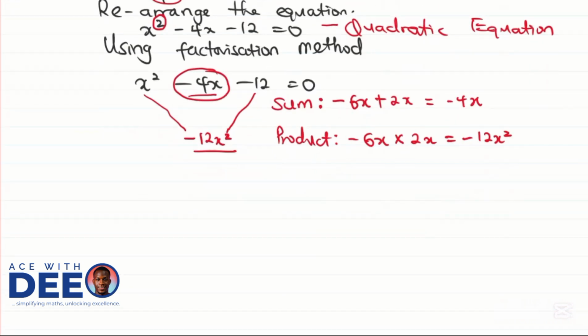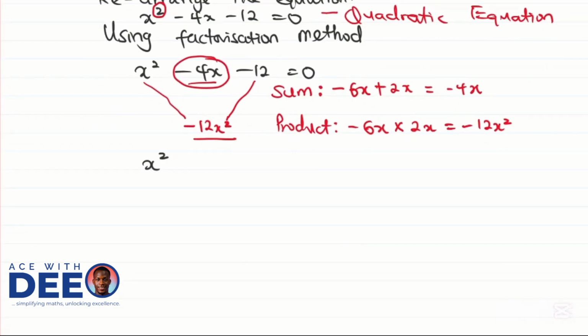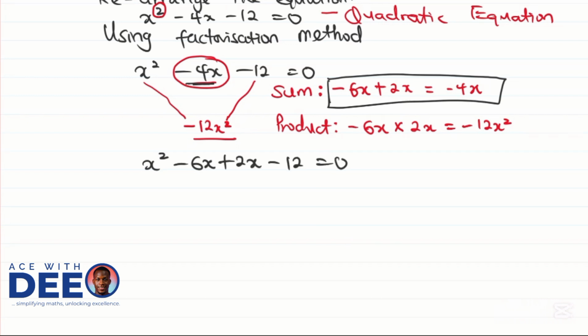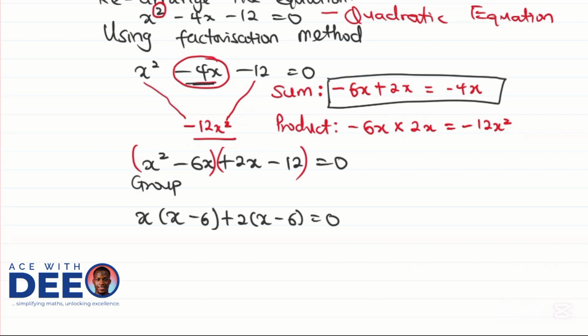So going back to my solution, I have x squared. Instead of writing minus 4x, I'm going to replace it with what I have here, which would be x squared minus 6x plus 2x minus 12 is equal to 0. The next thing is I'm going to group. When you're grouping, I group the first two and the last two. After grouping, we look at this one. What's common to x squared and 6x? I realize that x is common. Then I bring out x, and I'm left with x minus 6. Then what's also common to this? I have plus 2. Then I also bring out x minus 6 equals 0.